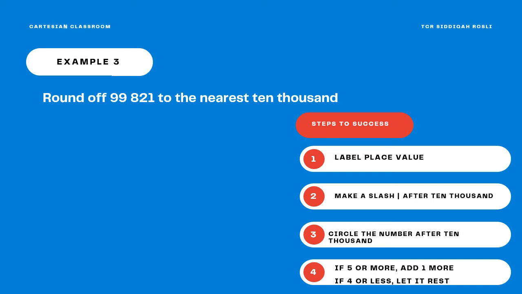So let me just write the number down here, 99,821. Step 1 is label the place value: ones, tens, hundreds, thousand, and 10,000. That is step 1. Step 2, make a slash after 10,000. Our 10,000 is right here. So that's done. Step 3, circle the number after 10,000. So the number after 10,000 is right here. We're going to circle that number.